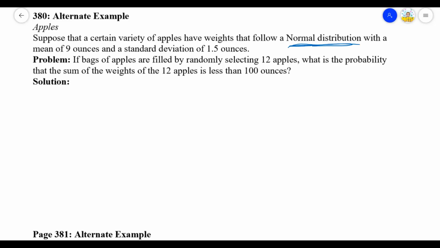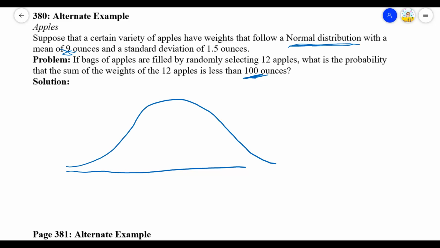So I have to reconcile a couple things. You're asking me the sum of the weights of the apples is less than 100 ounces, but over here my mean is 9 ounces. Well, remember, what distribution are we looking at here? We're looking at the mean weight of the sum of the 12 apples. So if on average one apple is 9 ounces, what's the average of 12 apples going to be? 12 times 9, right?